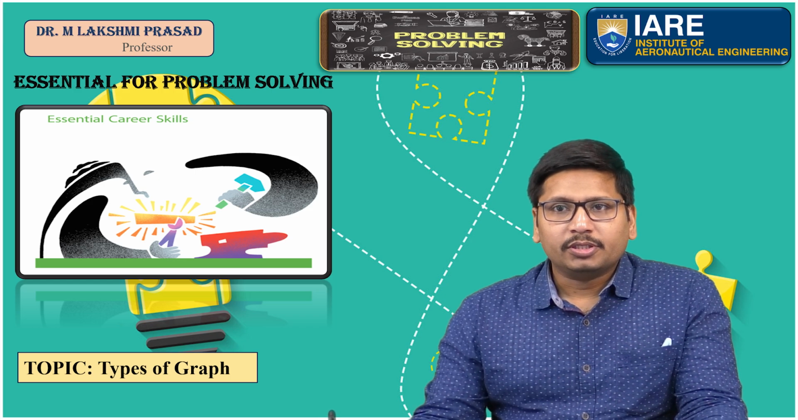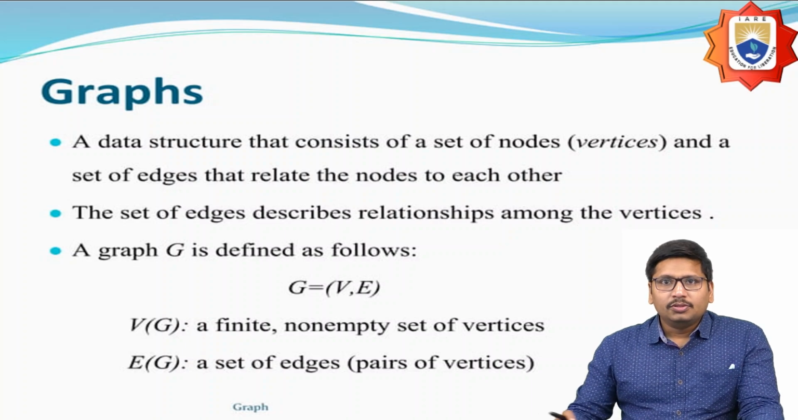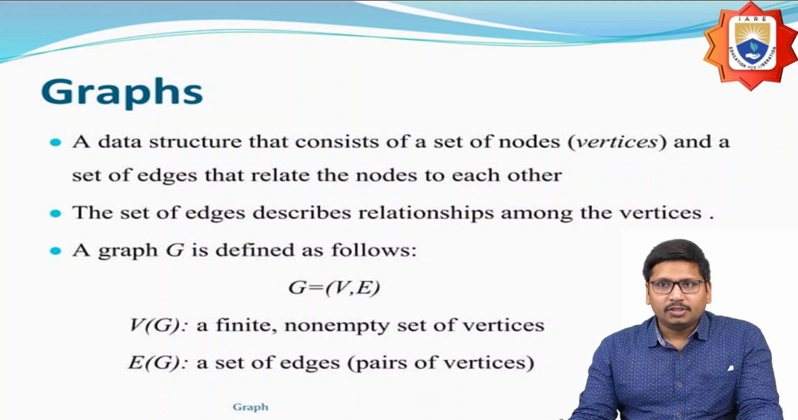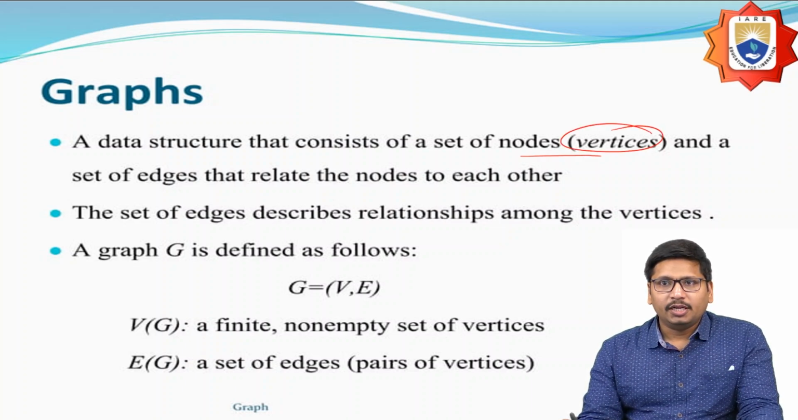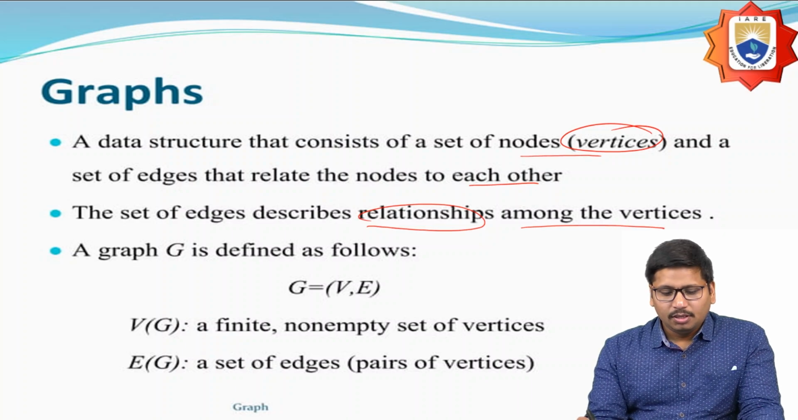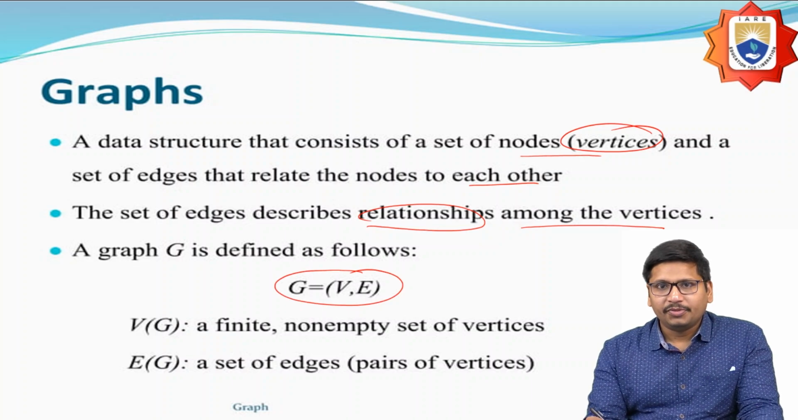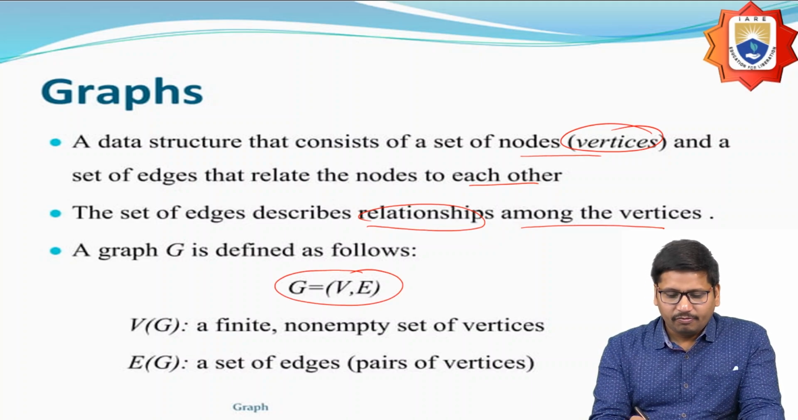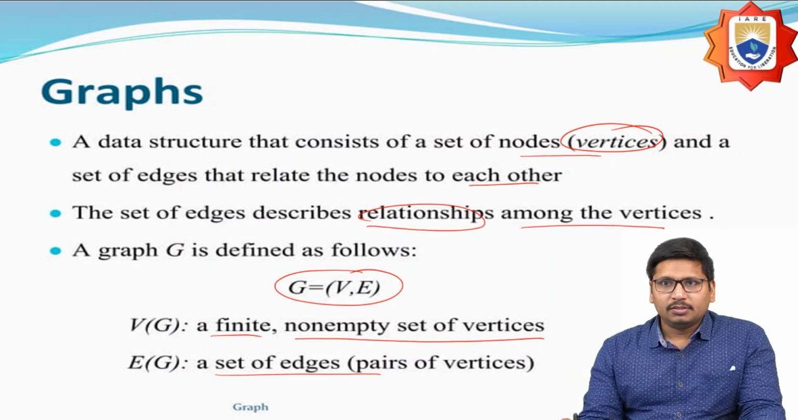In this video, I am going to discuss the various types of graph. A graph is a data structure which consists of a set of nodes called vertices and a set of edges that relate the nodes to each other. The set of edges describes the relationships among the vertices, and a graph is defined as G = (V(G), A(G)), where V(G) is a finite, non-empty set of vertices, and A(G) is a set of edges or pairs of vertices.